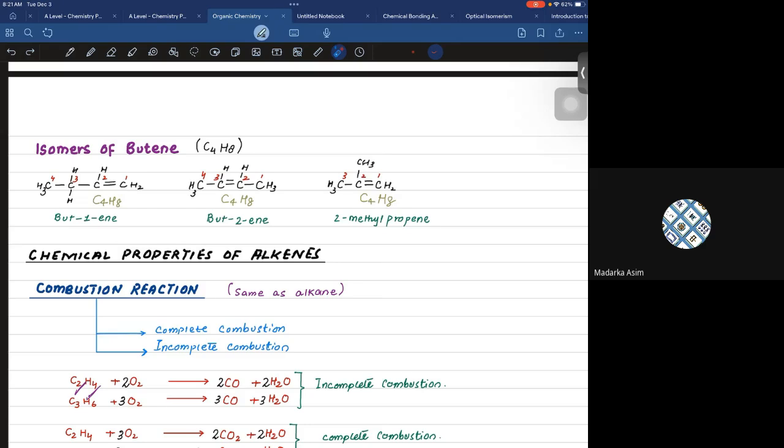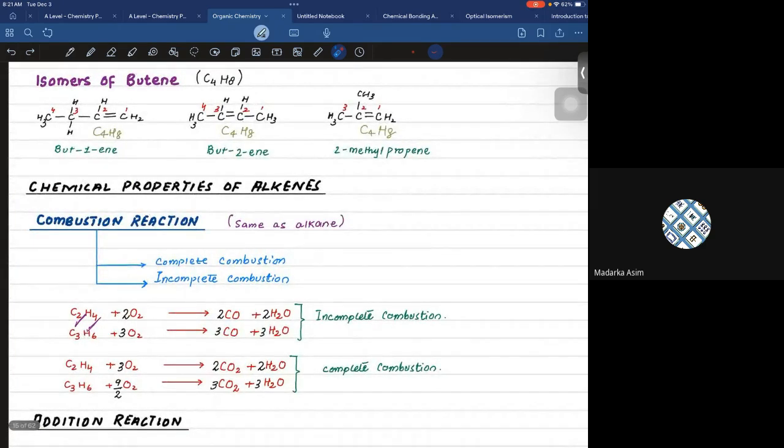As you can see, complete combustion and also incomplete combustion. For incomplete combustion, always carbon monoxide would be produced, and for complete combustion, always carbon dioxide would be produced, as you can see. Same goes with alkane, same goes with alkene. The products would be the same for alkane and for alkene, whether you have alkene or whether you have alkane. Remember, this is a conceptual thing, okay? Because combustion reaction means we are going to burn, we are going to react with oxygen.